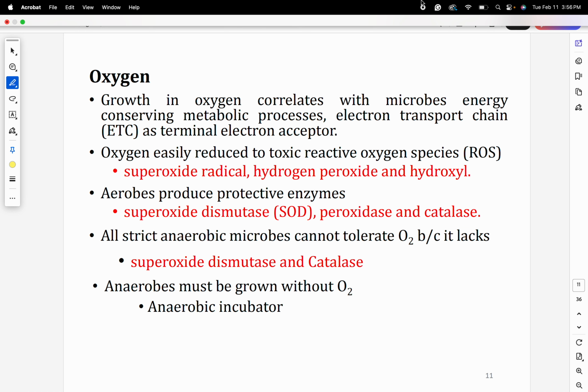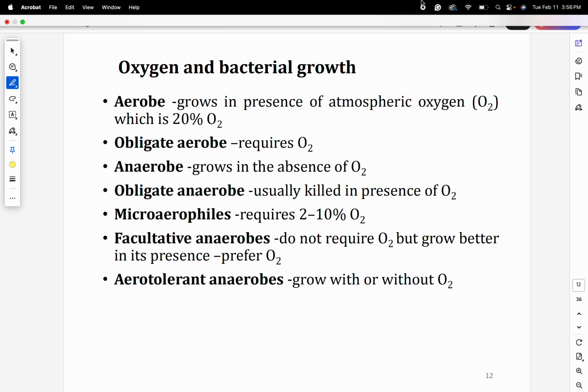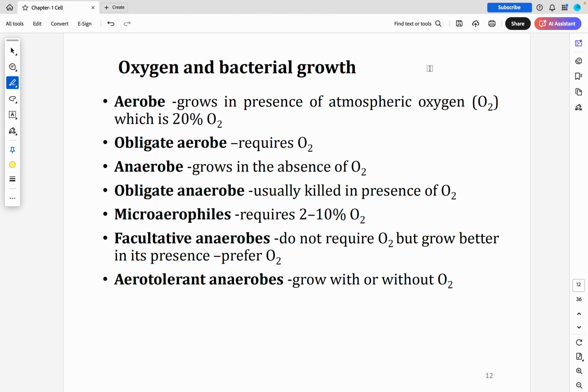And then obligate or strict anaerobic microbes cannot tolerate oxygen, because they don't have the enzymes, and they should be grown in conditions without oxygen, so in an anaerobic or anoxic setup. So here are some definitions of the different types of microorganisms based on oxygen tolerance and need. Aerobes grow in the presence of atmospheric oxygen concentration, usually 20% and above. Obligate aerobes require oxygen. Anaerobes only grow in the absence of it. Obligate anaerobes usually are killed in the presence of oxygen.